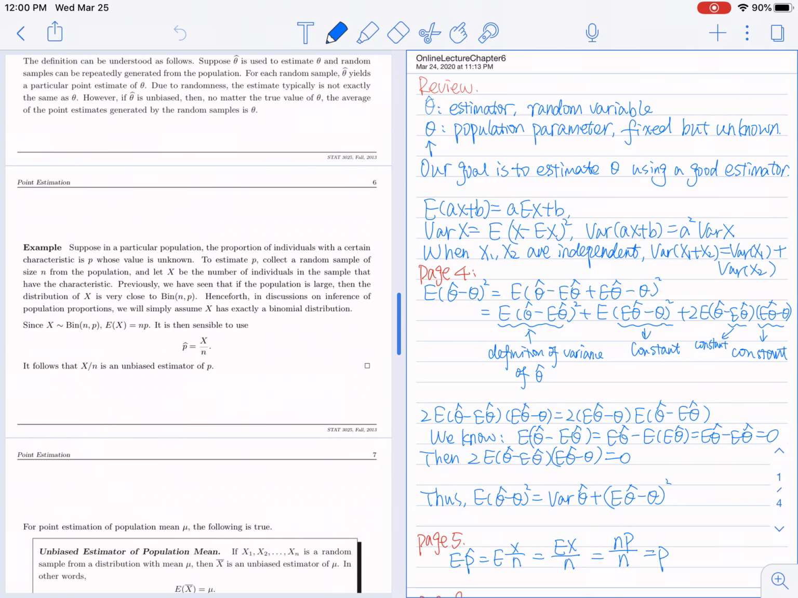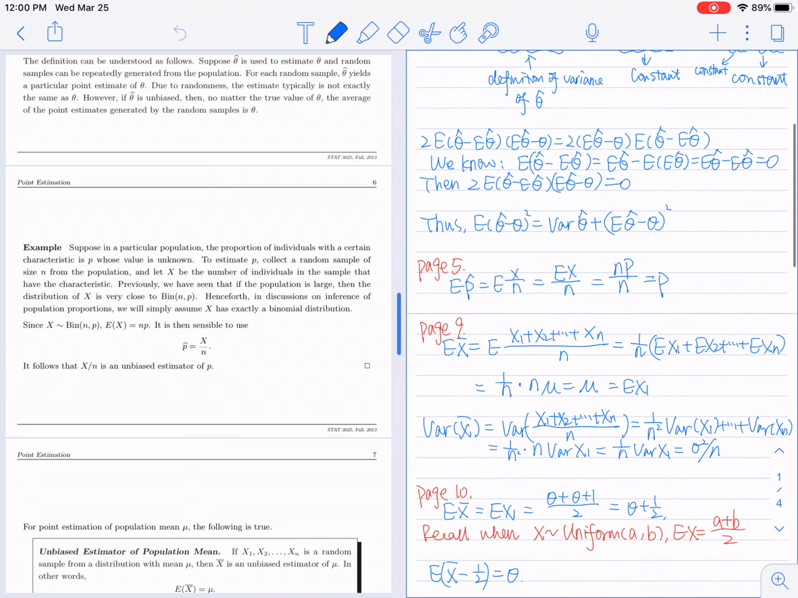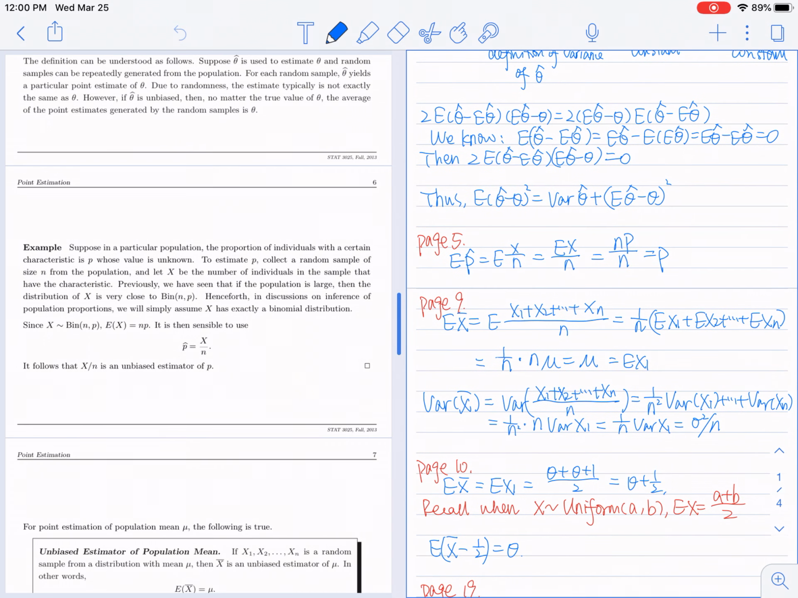Let's look at the first example. So the first example is to estimate a population proportion. You can take some time to read this example. And it is sensible to use the average of the sample, x divided by n, to estimate this p. And we call it p hat. So p hat will be equal to x divided by n. And after some derivation, we know that p hat is unbiased.